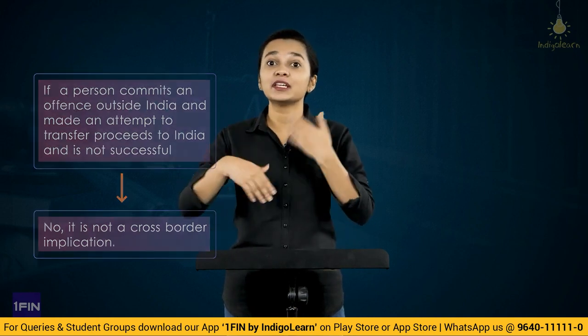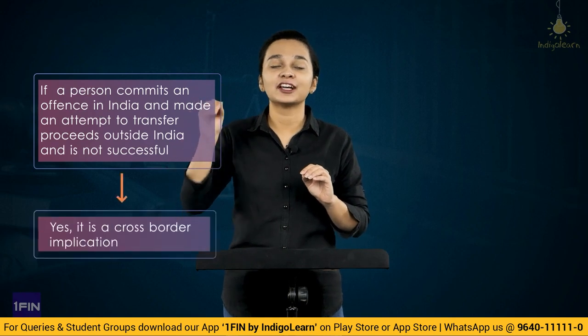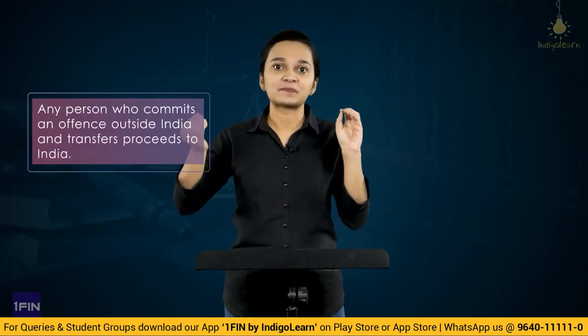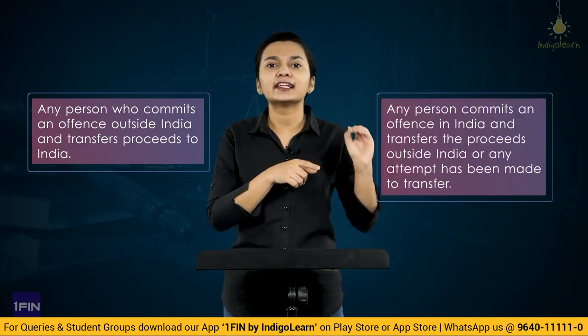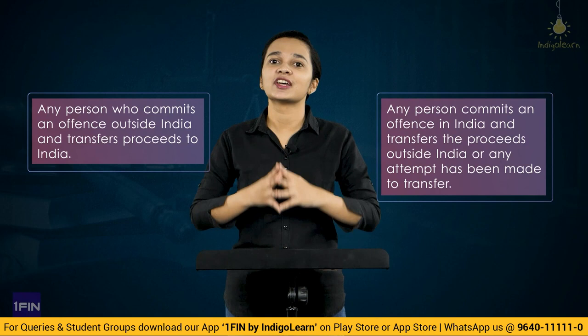But yes, if the case were vice versa, that is, the offence was committed in India and this person makes an attempt to transfer the proceeds to a place outside India but fails to do so, here an attempt is sufficient to refer to that offence as an offence having cross-border implication. So one very major difference between point 1 and point 2: point 1 talks of actual remittance, and if remittance has happened then it is an offence of cross-border implication. But point 2 talks of either actual remittance or any attempt made to transfer the proceeds of such crime.